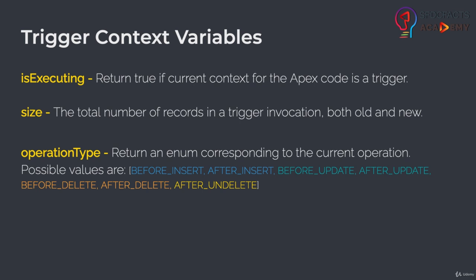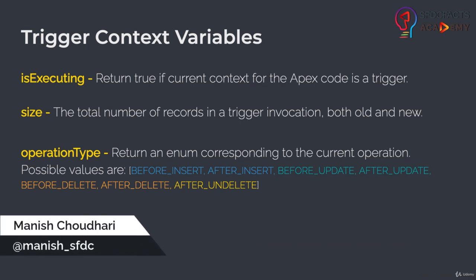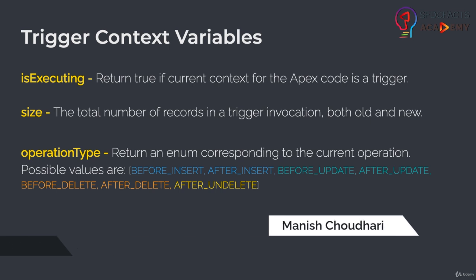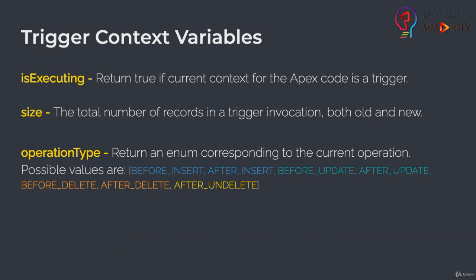The third one is operation type, which returns some value based on the current trigger event. Like if the current trigger is a before insert trigger, then you get a value like BEFORE_INSERT. There are multiple values that it can return based on how your trigger is executing. The possible values are before insert, after insert, before update, after update, before delete, after delete, and after undelete.